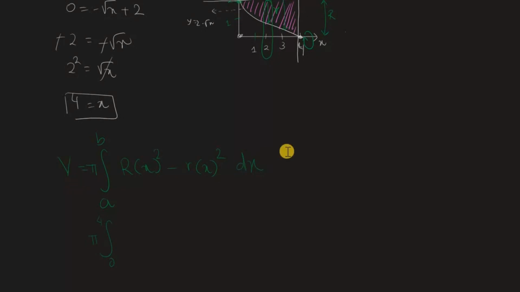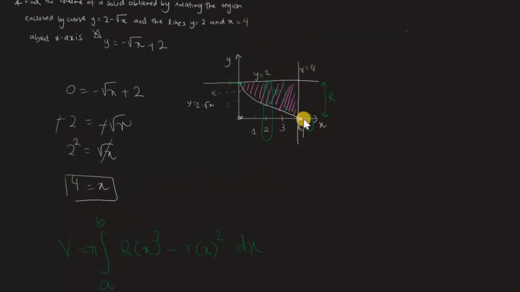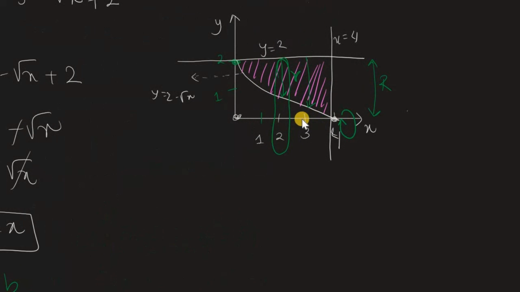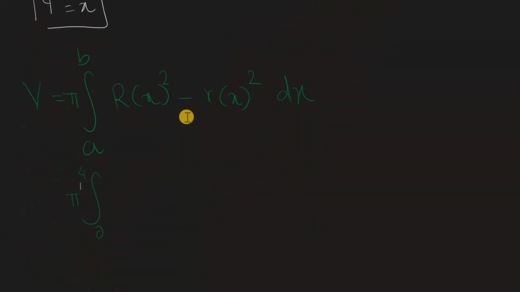Alright, so what's my bigger radius? The bigger radius is simply the distance from the origin to y equals 2. So starting from here to here, that is simply 2. Okay, so it's squared, right? So we're going to square it. This is the radius, and then squaring it.